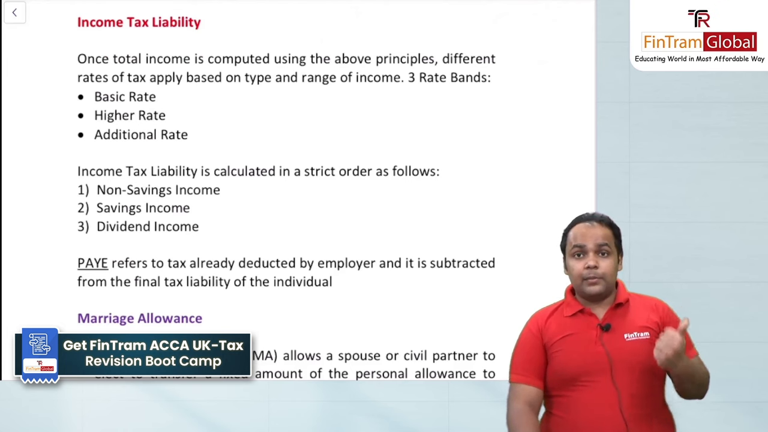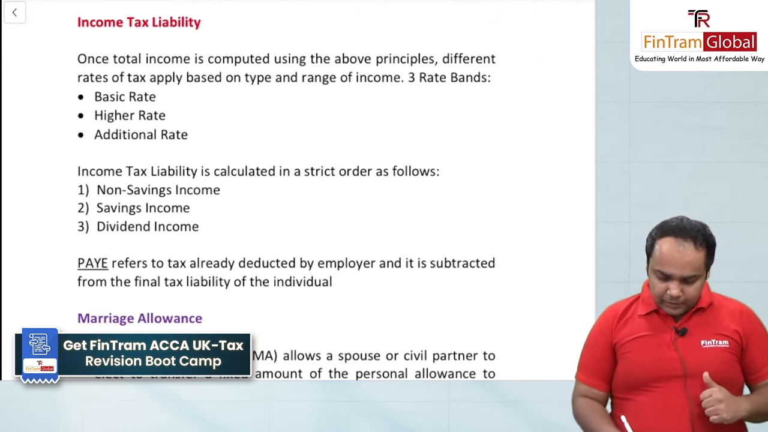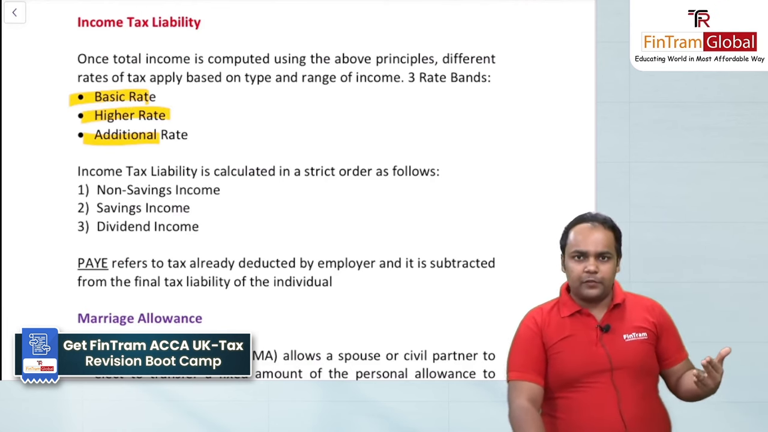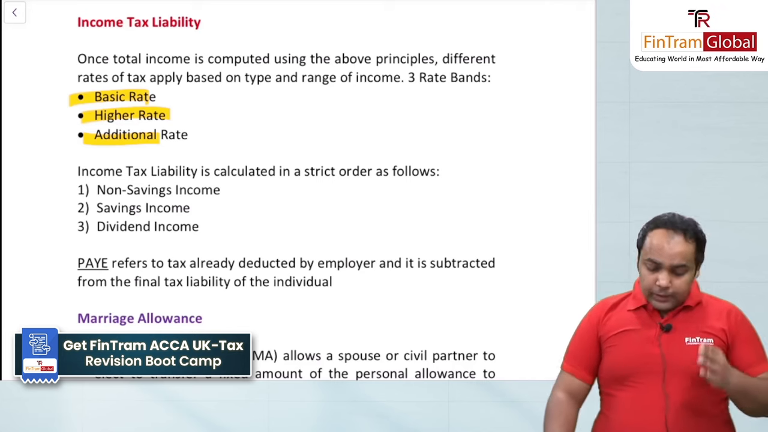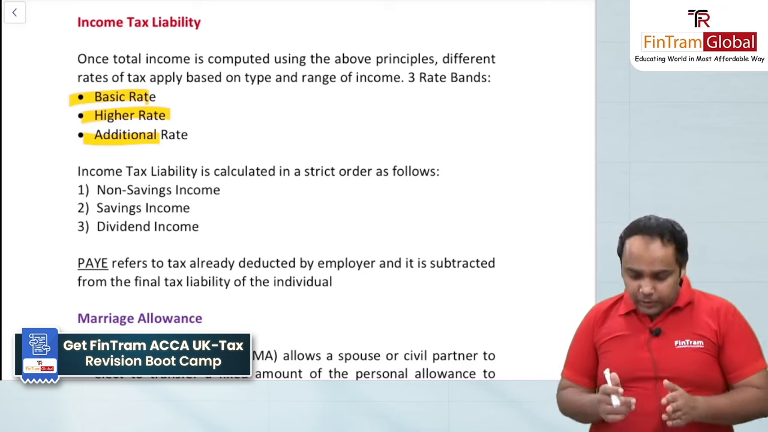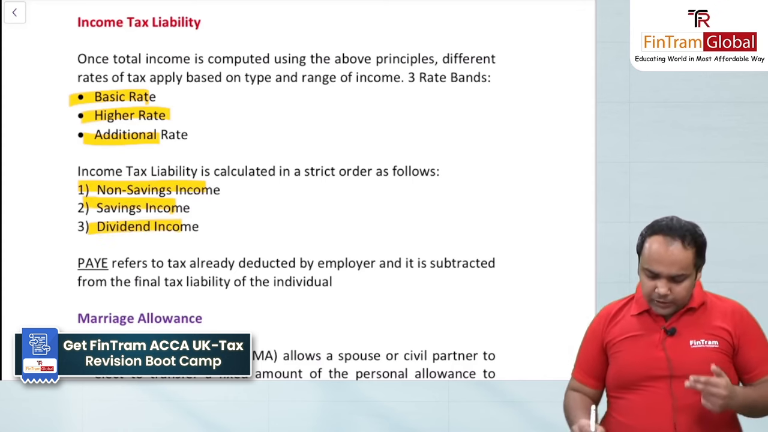We learned that the income tax liability is divided into three main bands, that is basic, higher and additional rate, and these are different for different categories of income. But income tax liability, just like personal allowance, is calculated in a strict order. First, we'll calculate income tax liability on non-savings income, then on savings income, and then finally on dividend income.